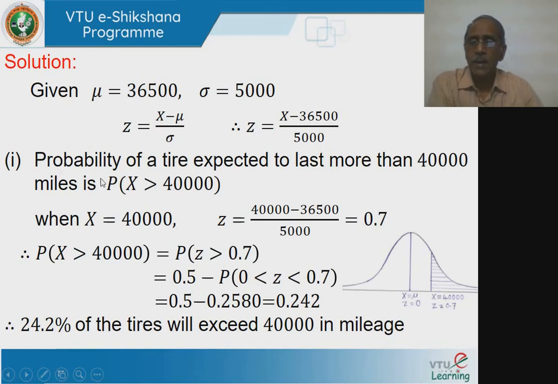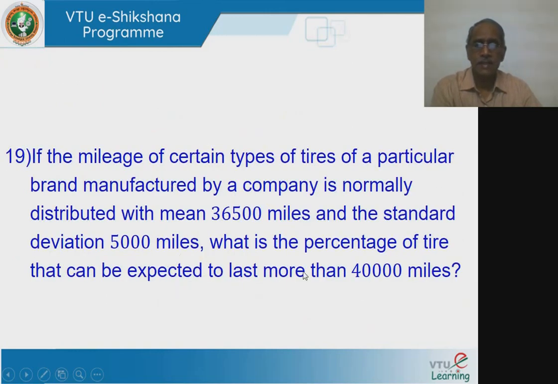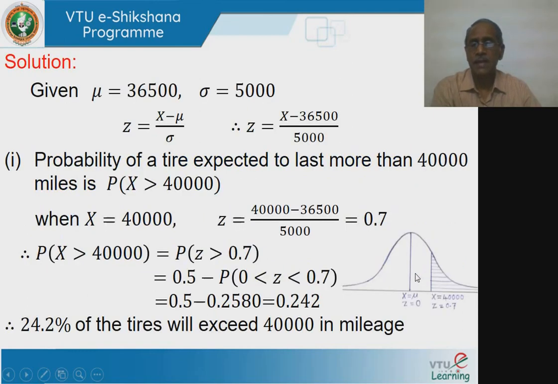Now, the probability of a tire expected to last more than 40,000 miles is the probability of x greater than 40,000. When x is equal to 40,000, z is 40,000 minus 36,500 divided by 5,000, which gives 0.7. Therefore, the probability of x greater than 40,000 is equal to the probability of z greater than 0.7.